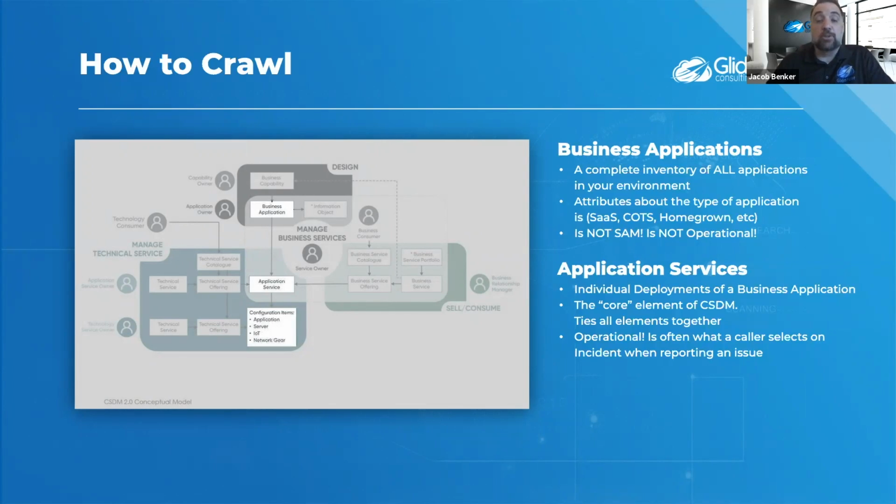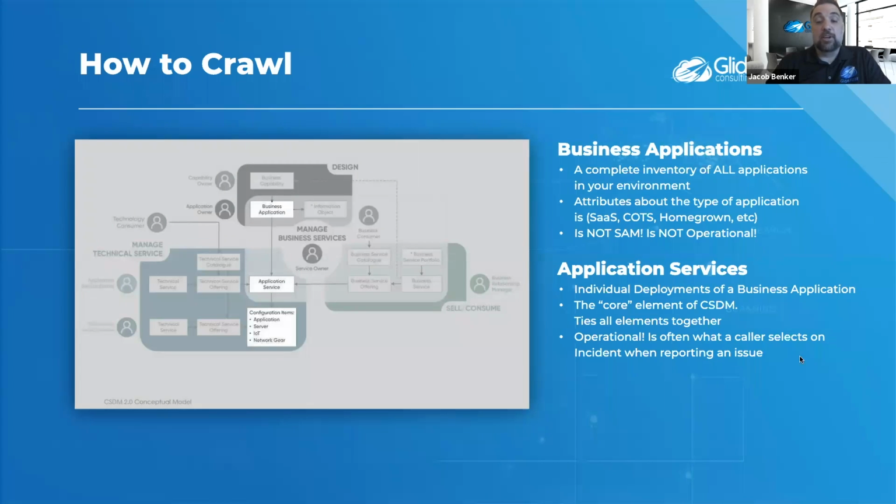And this is operational. Once you start defining your deployments of an application, oftentimes this is where you might start presenting this on your incident forms. So where a user calls in and reports an incident, they're going to choose the deployment or the application that they're having an issue with.